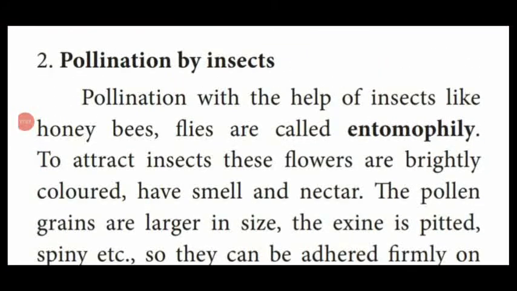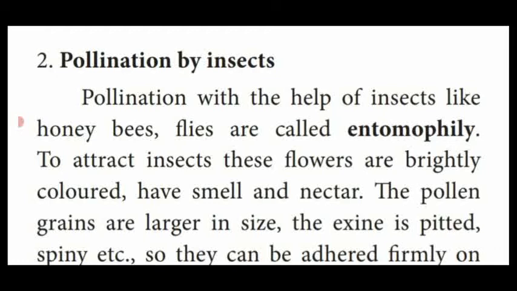Dear students, next we are going to see pollination by insects. So, pollination by insects is known as entomophily. One more question. So, insects like honeybees, flies, which are transferring the pollen grains from anther to the stigma of a flower, is known as entomophily. Okay. So, these entomophilous flowers are to attract the insects.